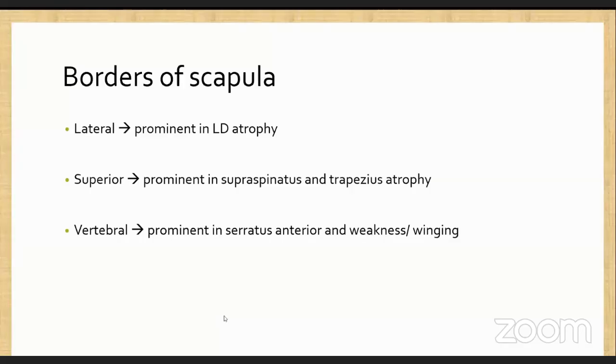So again, if you're doing very well, the examiner will ask you why the lateral border is prominent. Is it LD atrophy? Superiorly, it is supraspinatus and trapezius atrophy. It will be hunched up and vertebral. That is the prominent serratus anterior, and that is called winging of the scapula. We will discuss shortly with slides how to demonstrate the winging of the scapula.